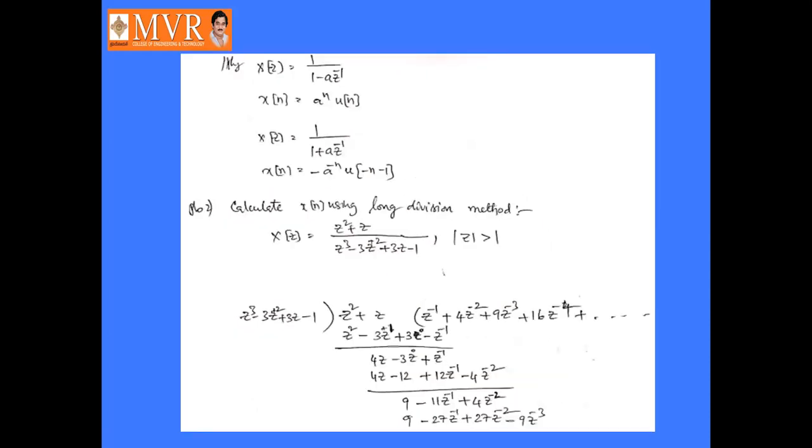Similarly, you can do these problems. For X of z equal to 1 by 1 minus a into z power minus 1, we get the solution x of n equal to a power n into u of n. Similarly, for X of z equal to 1 by 1 plus a into z power minus 1, we get the solution x of n equal to minus a power minus n into u of minus n minus 1.